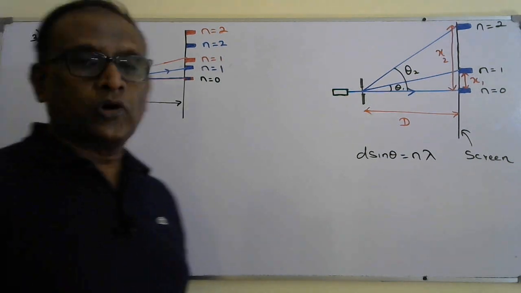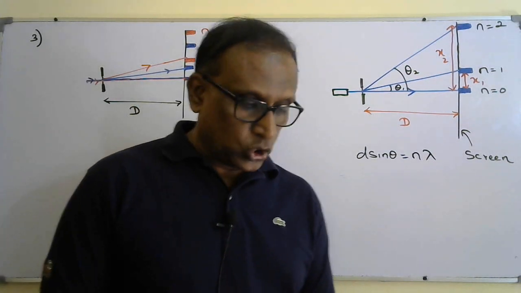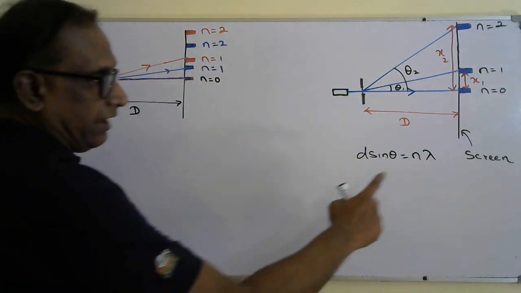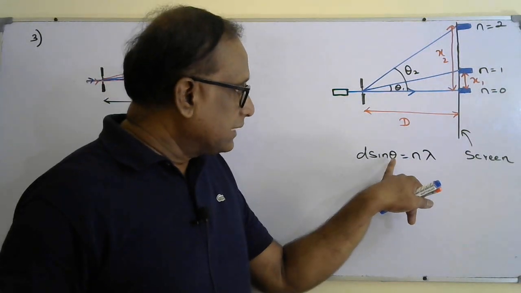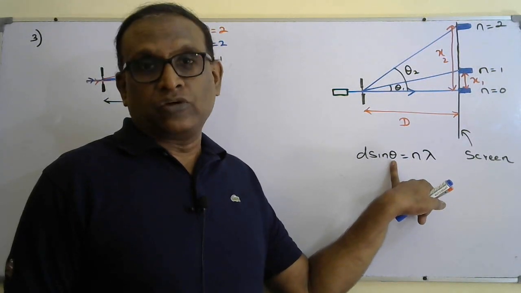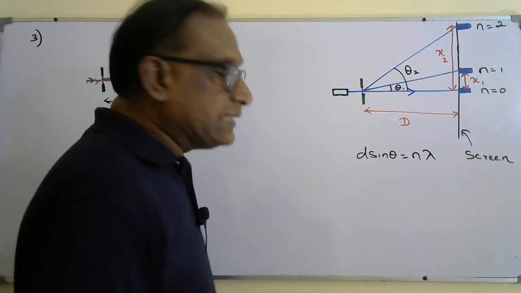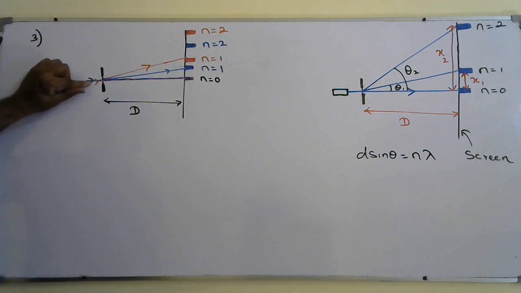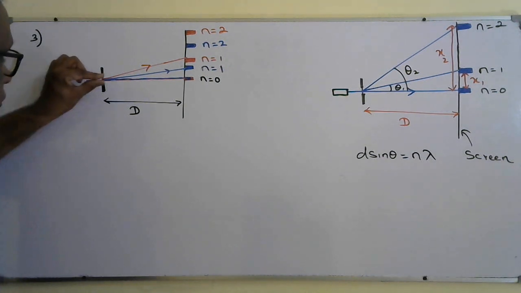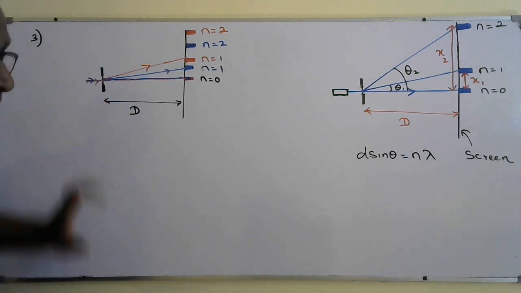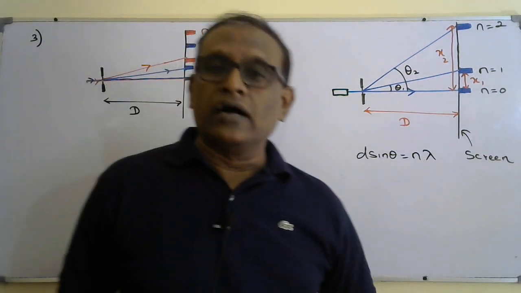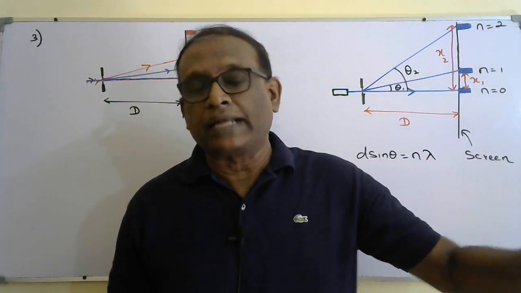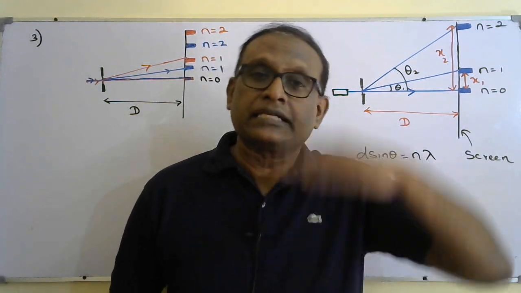Okay, so the third point that you must know: when the wavelength increases, for the same order, the angle of diffraction theta will increase. For example, think like this: both blue color light and red color light are passing through the diffraction grating at the same time. So blue color light will form its own diffraction pattern, its own bright fringes pattern on the screen.